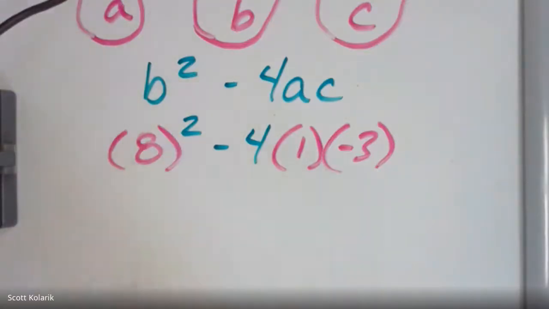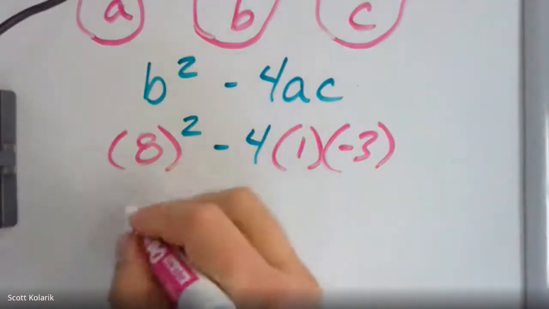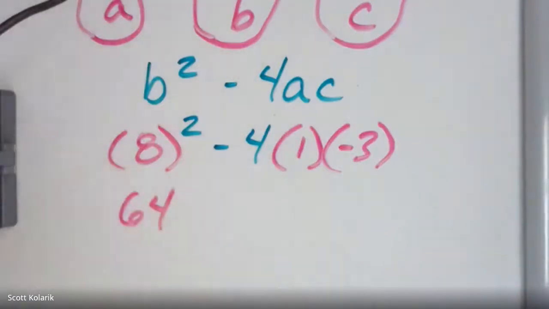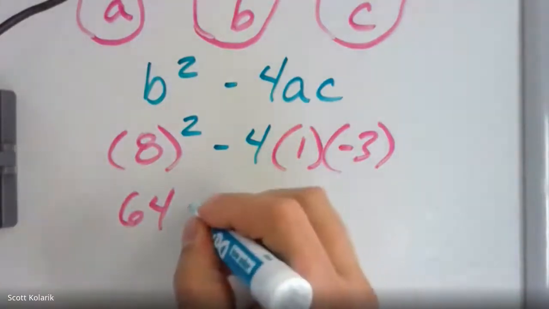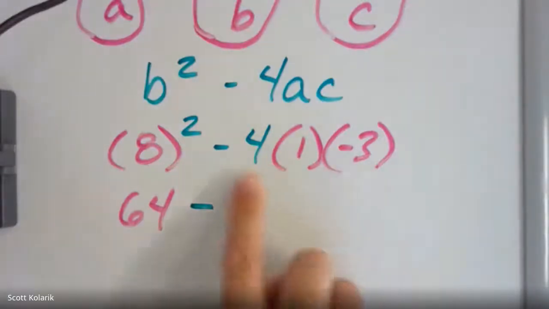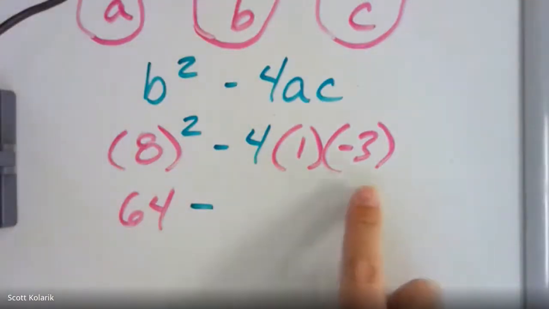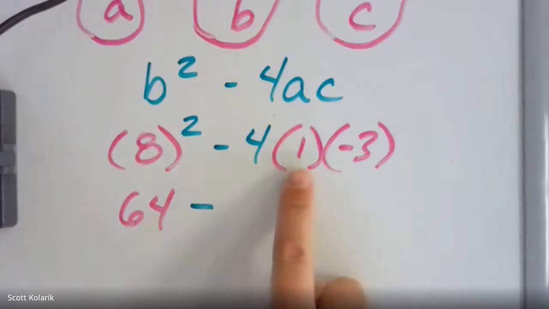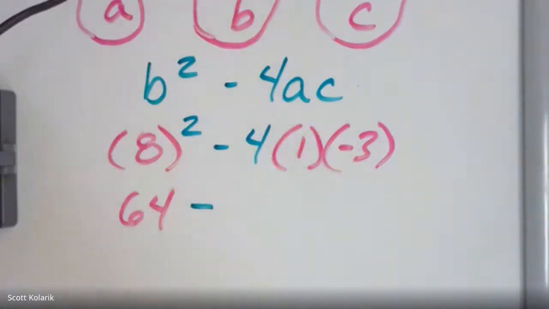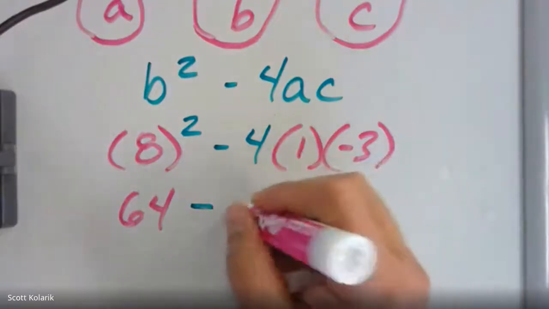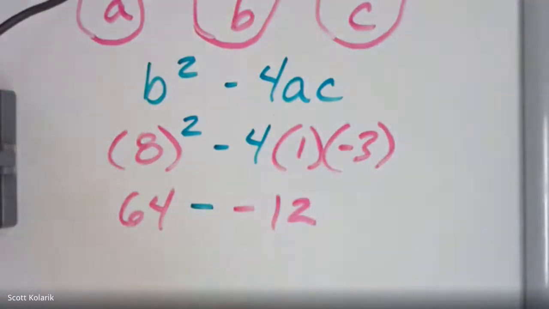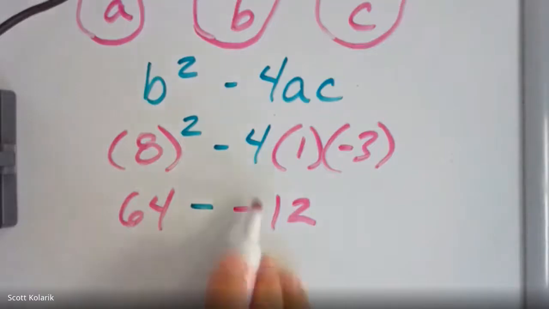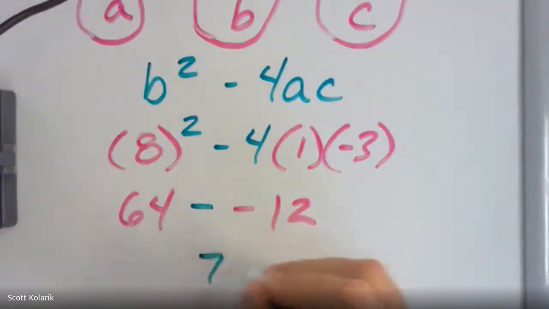Well, 8 squared, that's going to give me 8 times 8, or 64. And then what I typically would do is I take the time to write that minus sign, whether or not this result will be negative or positive. You'll find out that turns negative here. But 4 times 1 is 4. That 4 times negative 3 gives me negative 12. Okay, and now we can see a minus, a negative, which will turn into plus, and 64 plus 12 gives me 76.